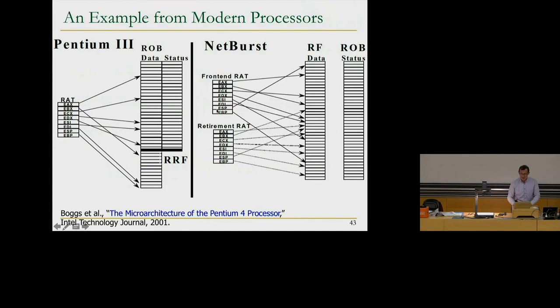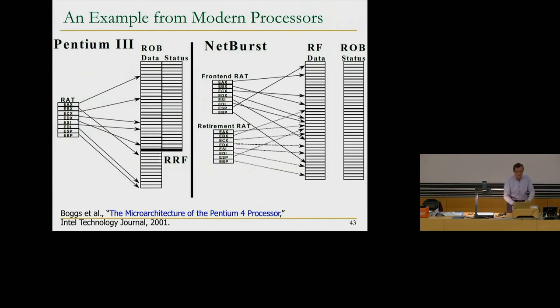These are the architectural registers. These are all of the registers you have. This is the front-end register alias table that points to the renamed values. And this is the architectural register alias table. They call it the retirement register alias table that points to the architectural registers. And sometimes they both point to the same register.